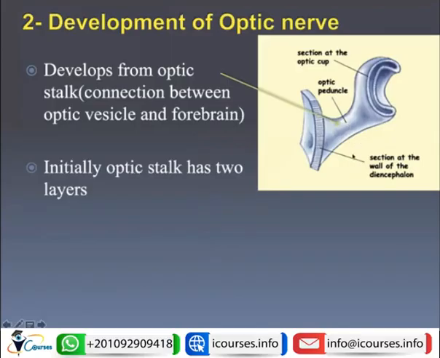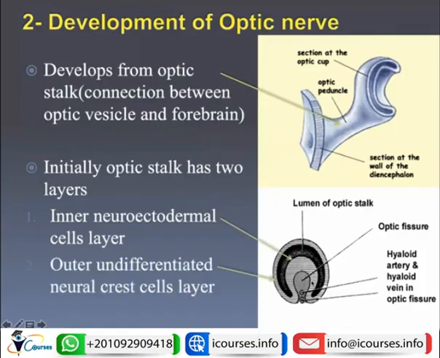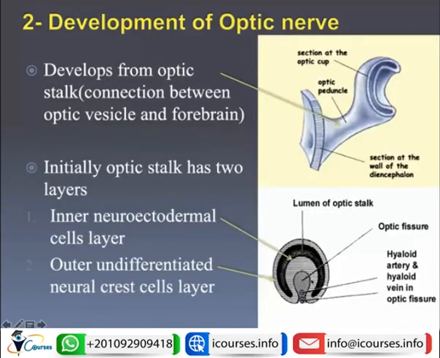If we take a cross section within the optic stalk, it has two layers, an inner layer and an outer layer. Here is a section in the developing optic stalk. It has an inner neuroectodermal layer here and an outer neural crest layer there. So here is the inner neuroectodermal layer, and here is the outer neural crest cell layer.